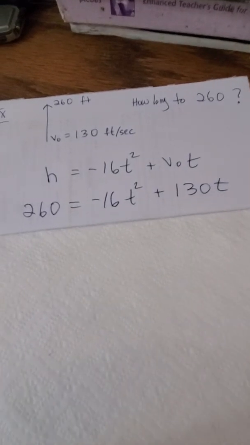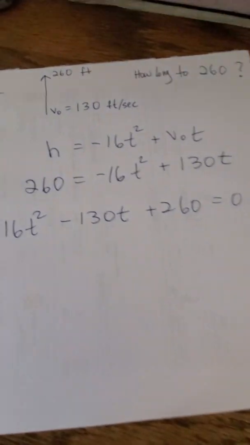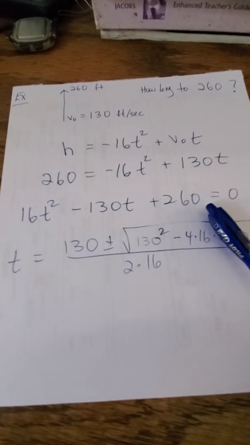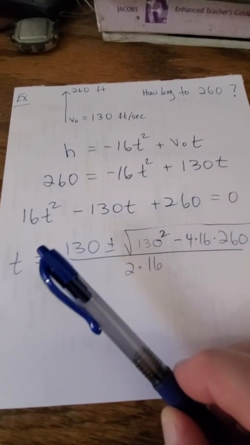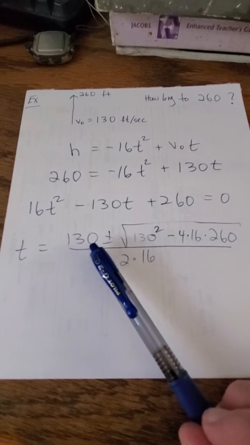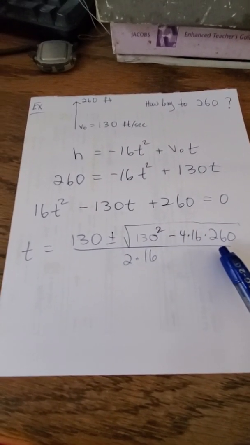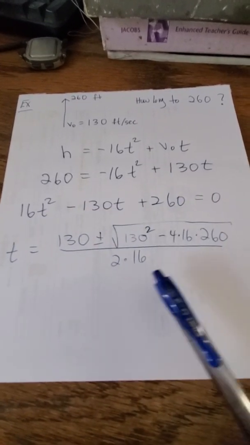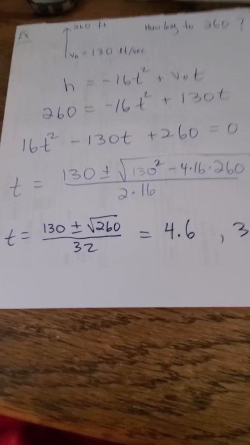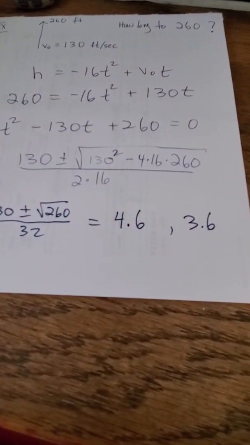Well, making these plugins gives me this quadratic equation right here. And now I just make things look nicer, and I get this. But I could have divided everything by 2. I just didn't bother. It doesn't matter. It'll still work in the quadratic formula. So I get t is equal to 130 plus or minus the square root of 130 squared minus 4 times 16 times 260, following the ABC of the quadratic formula, over 2a, which is 2 times 16. And if you crunch out the quadratic formula, you get t is equal to 4.6 seconds and 3.6 seconds.